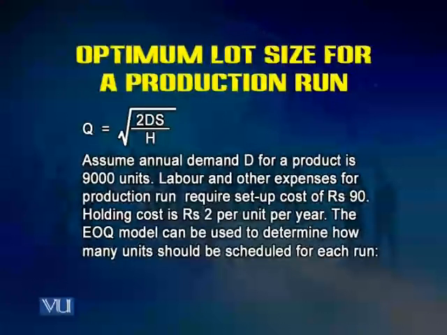Assume annual demand D for a product is 9,000 units. Labor and other expenses for a production run require a setup cost of rupees 90. Holding cost is rupees 2 per unit per year. The EOQ model can be used to determine how many units should be scheduled for each run. We are going to again use the data or information given in this example for the computation of the run size, batch size.